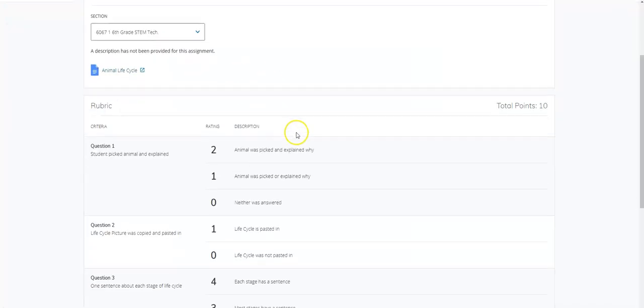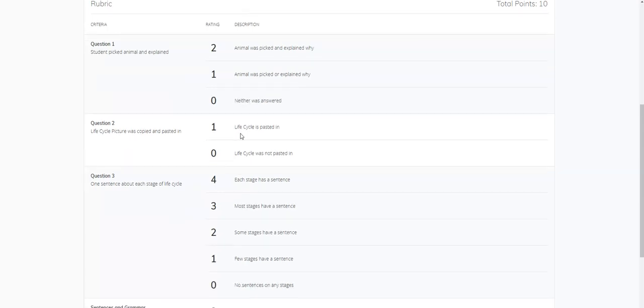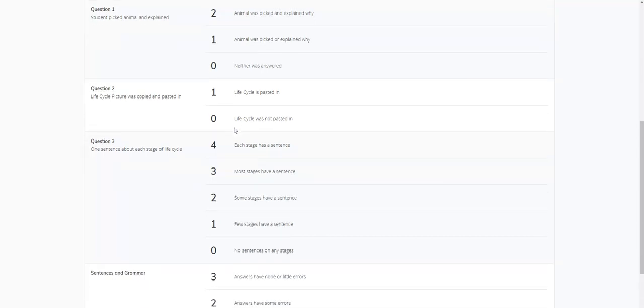If I go back and look at it, the assignment is worth 10 points. So question 1, did you state the animal you picked and explain why? If you did both of those, you get 2 points. If you only did one, you get 1 point. If you didn't do either of them, you get 0 points. Question 2 is pretty basic. Did you copy and paste a picture of the life cycle? So if you did, you get 1 point. If you didn't, you get 0 points.